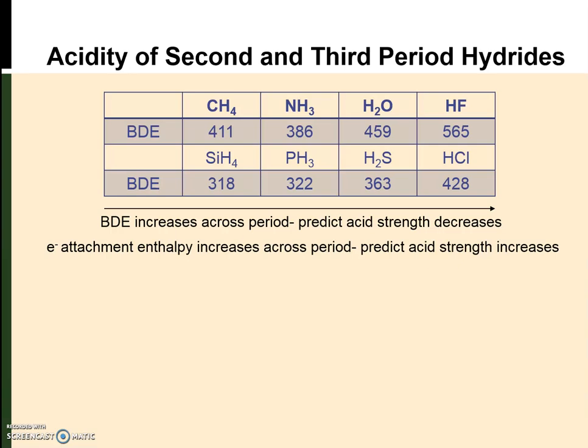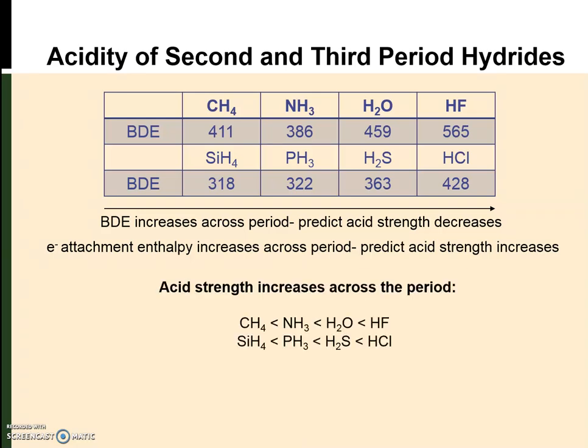But we also see that the electron attachment enthalpy increases across the period, and so this would correlate with a higher acid strength moving across the period. So again, we have two opposing forces, but it turns out that what prevails in this case is the electron attachment enthalpy. So acid strength increases across the period. Methane is the weakest acid in the second period, and HF is the strongest. And then silane is the weakest in period 3, and HCl is the strongest.